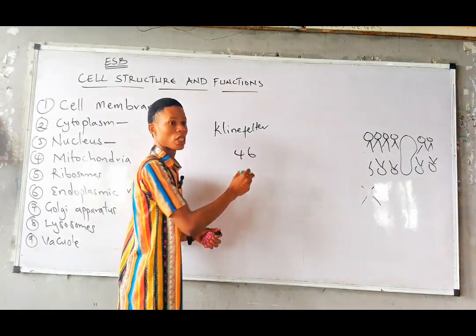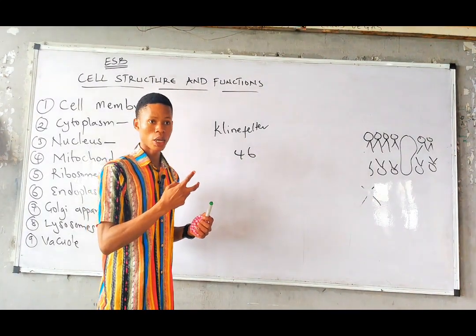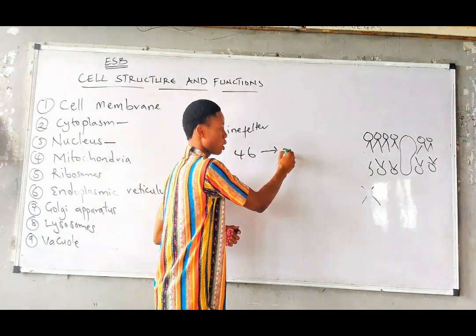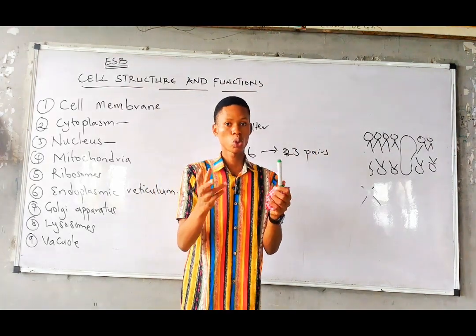46, right? Now, out of these 46, remember that chromosomes exist in pairs in humans. 46, that is how many pairs? 23 pairs, right? Pair means 2.